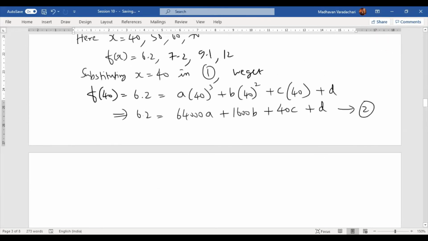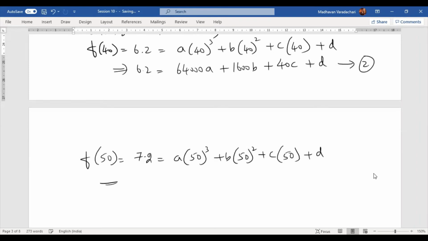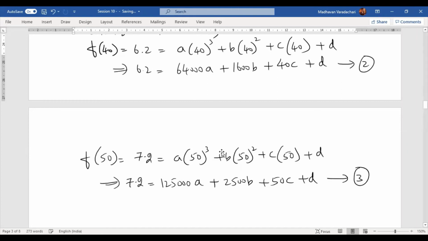Then f of 50. This value is given in the question as 7.2, which is equal to A times 50 cube plus B times 50 square plus C times 50 plus D. So that can be further written as 7.2 is equal to 50 cube, which is 125,000 times A, plus 2500 times B, and 50 times C plus D. Call it the third equation.